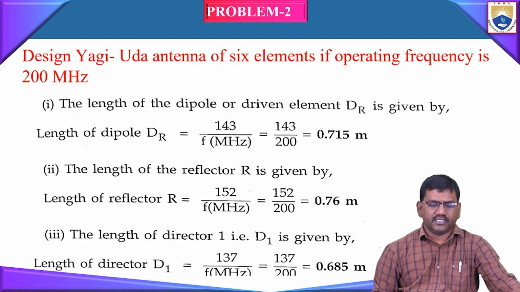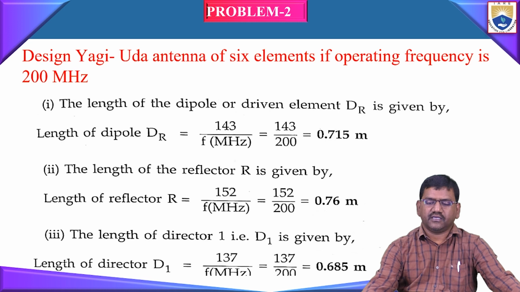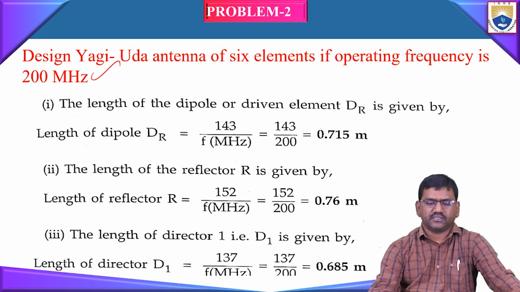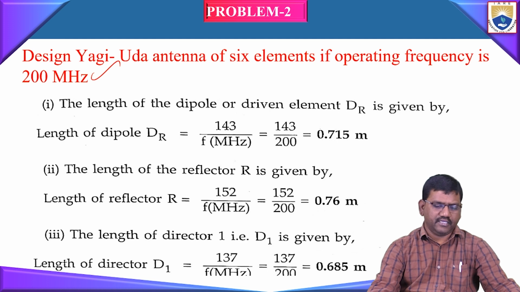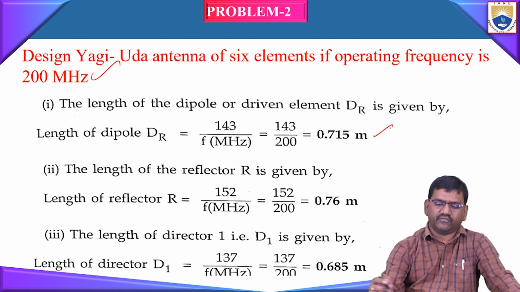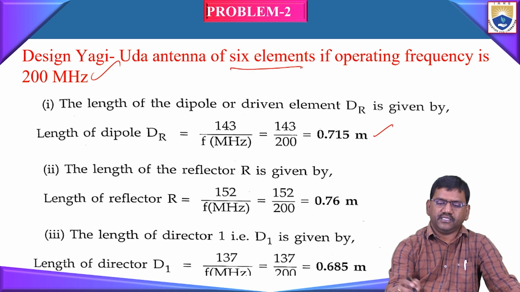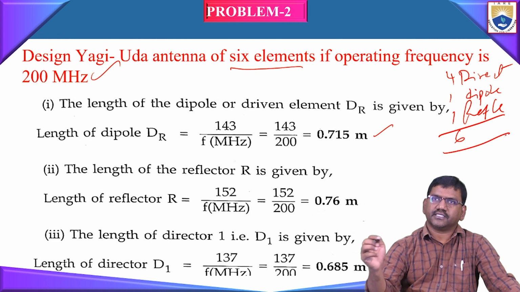Now let us do the second problem similarly. Design a YAGI UDA antenna of 6 elements if the operating frequency is 200 megahertz. As with the earlier one, we find the same things using the formulas. We know that the length of the dipole is 143 by f, so 143 by 200 is equal to 0.715 meters. If there are 6 elements, there will be 4 directors, 1 dipole antenna and 1 reflector antenna. So the total is 6 here.